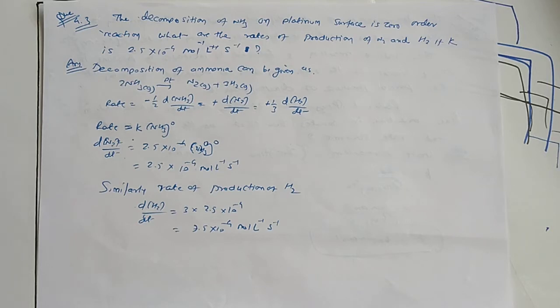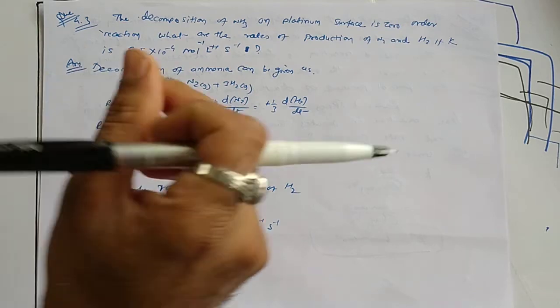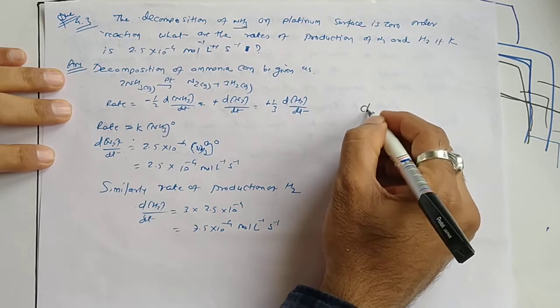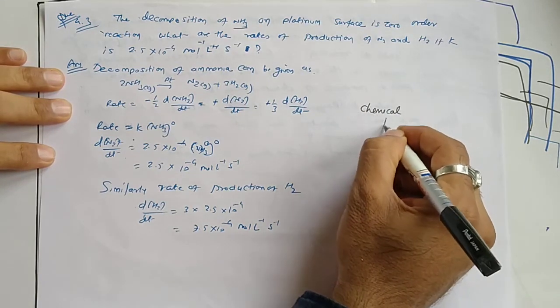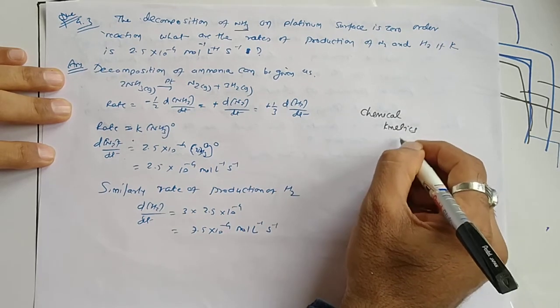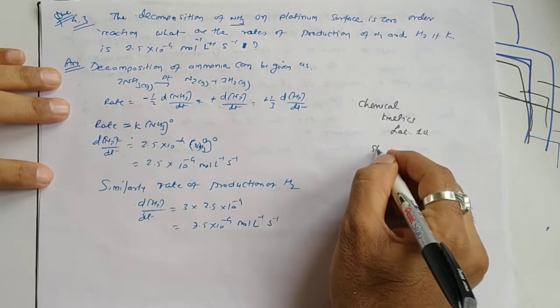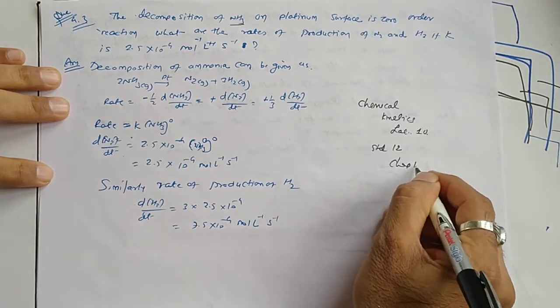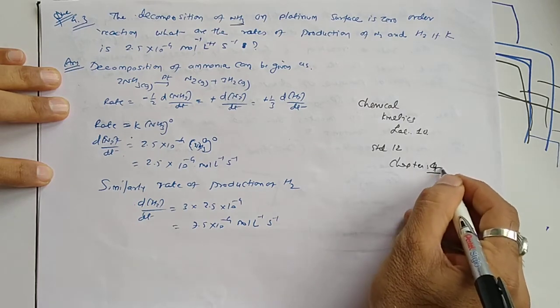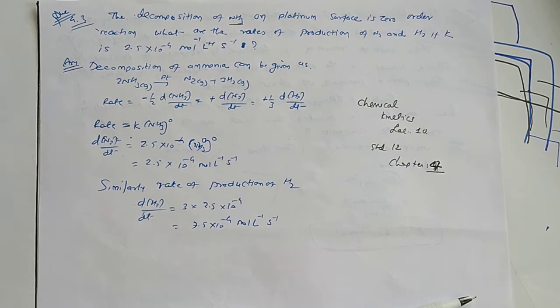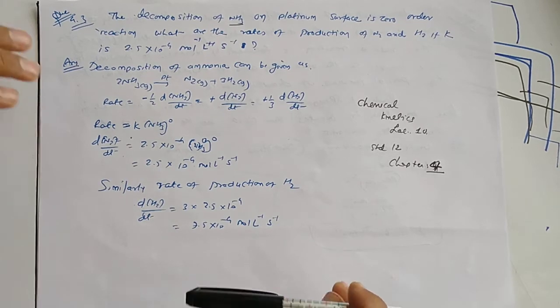We are in our chapter chemical kinetics, the decomposition. In the last lecture we discussed chemical kinetics, lecture number 10, chapter 4, standard 12. Last lecture we discussed two questions of exercise 4.1 and 4.2. Here we are in question number 4.3.